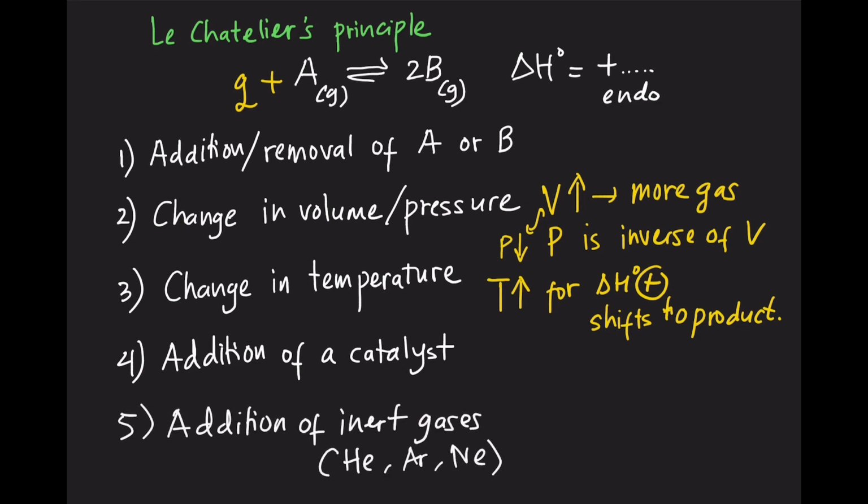And finally, addition of catalysts or addition of inert gases. These two aspects will not cause any shifting to the equilibrium. For instance, the catalyst will just help the equilibrium to be reached faster, but it will not shift the equilibrium neither to the product side nor to the reactant side. And same goes for the addition of inert gases like helium, argon, neon. So the group of noble gases will also not shift any of the equilibrium.